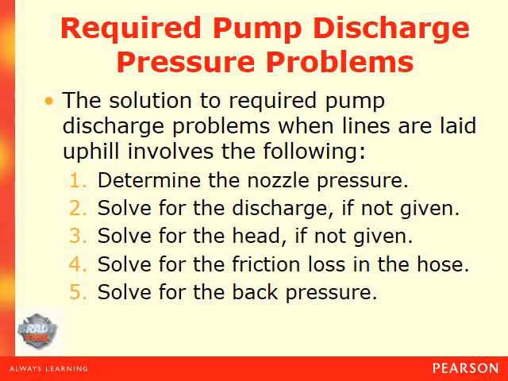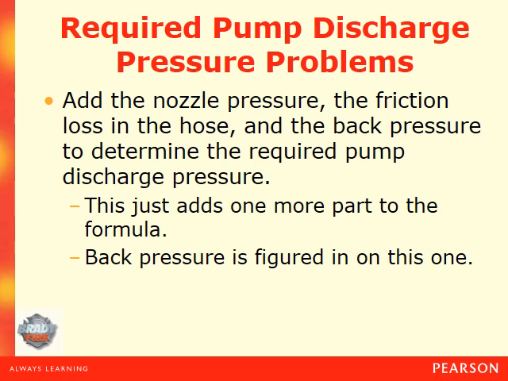The solutions to required pump discharge problems when lines are laid uphill involve the following: determining the nozzle pressure, solve for the discharge if not given, solve for the head if not given, then solve for the friction loss in the hose, and of course solve for the back pressure. So you basically have to do 5 different types of problems to come up with your single answer. Of course, then adding them all together to get it.